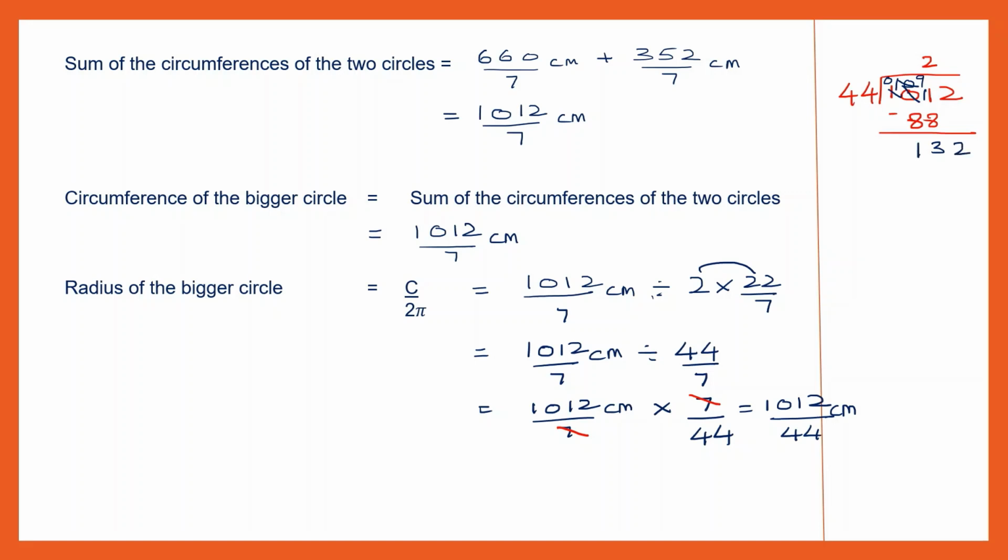Now let's try 44 into 3. 3 fours are 12. Carry 1. 3 fours are 12 plus 1, 13. So we've got 132. So 44 into 3 is 132. Minus we get 0. So when you divide 1012 by 44, we get 23. So that is 23 centimeters. So we have found the radius of the bigger circle to be 23 centimeters. So this is our answer.